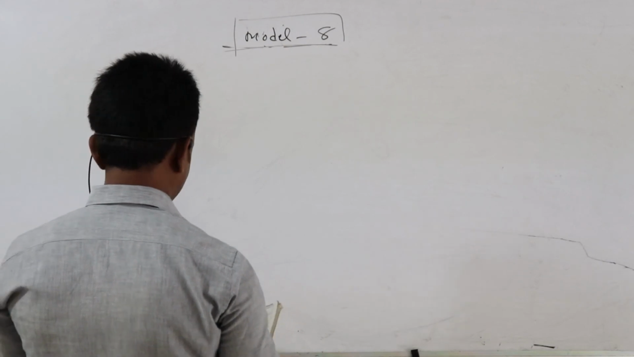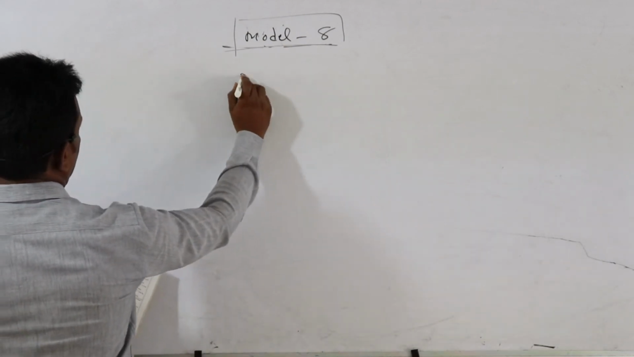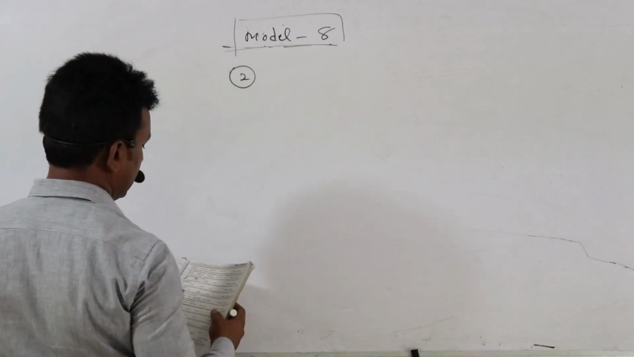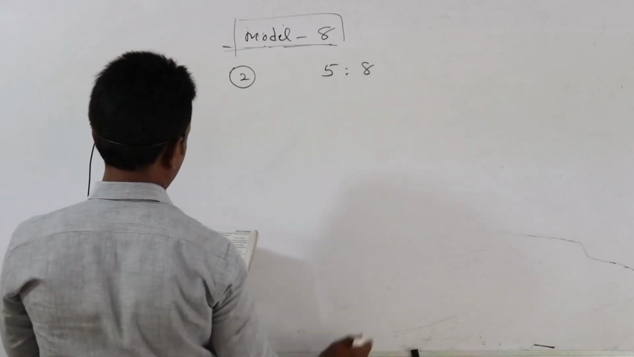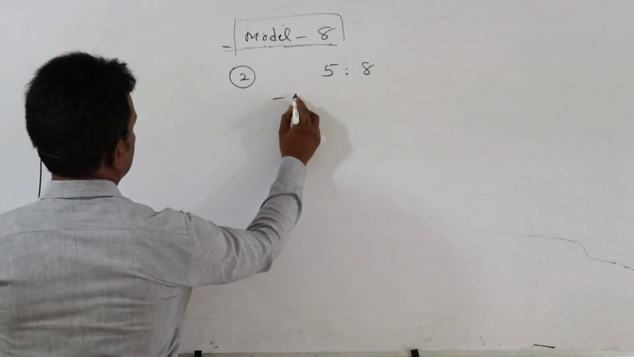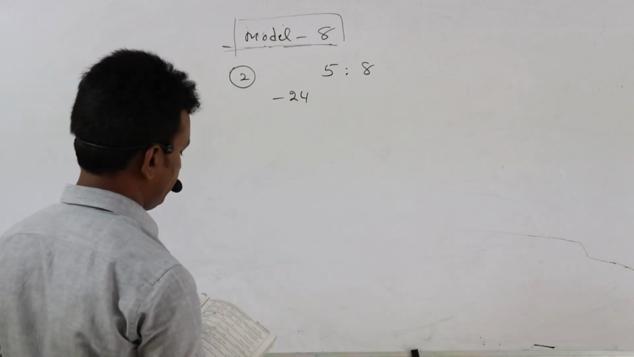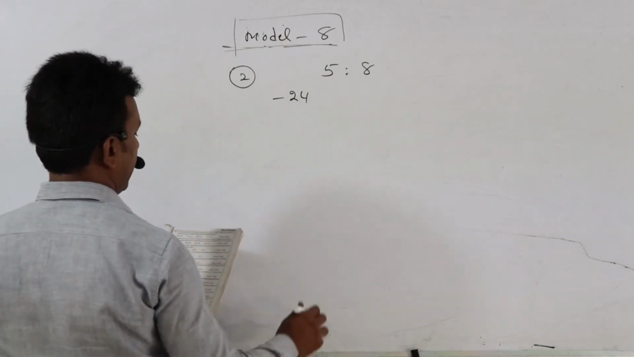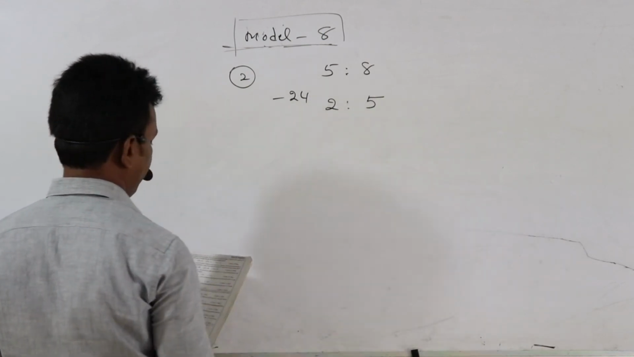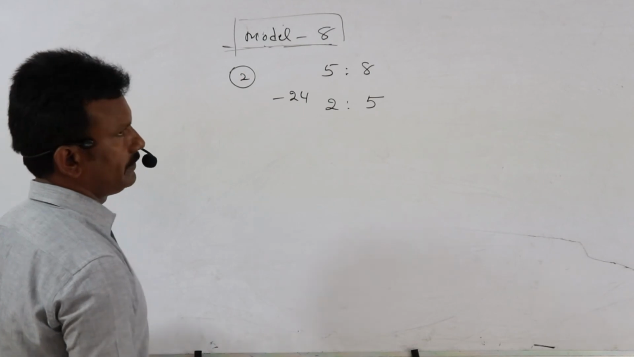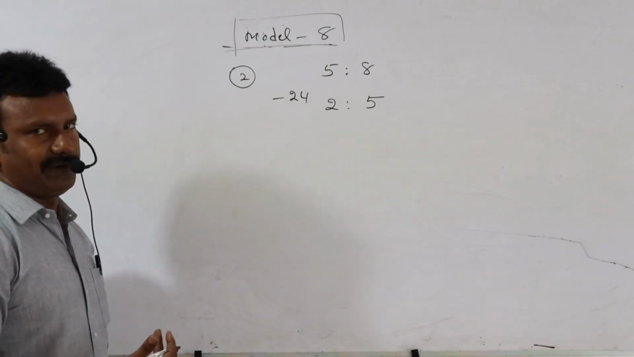So next, example 2 in model 8: if two numbers are in the ratio 5:8, and 24 is subtracted from each one, their ratio will become 2:5. Then find the smaller number. This is our question.